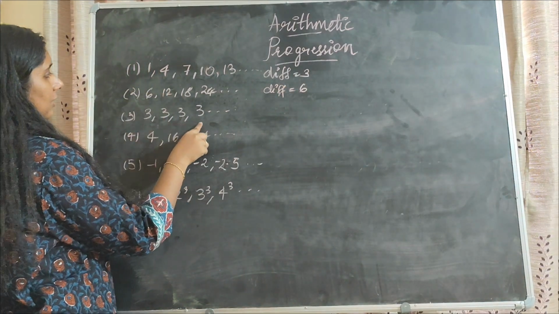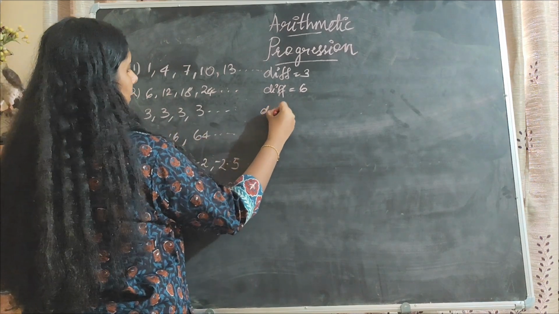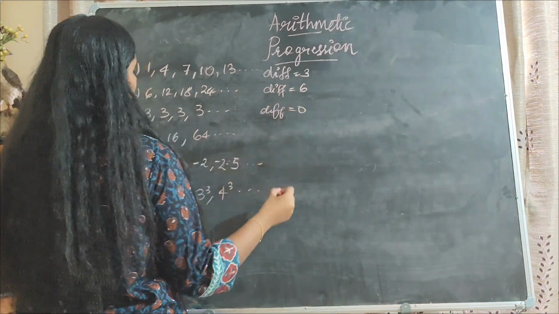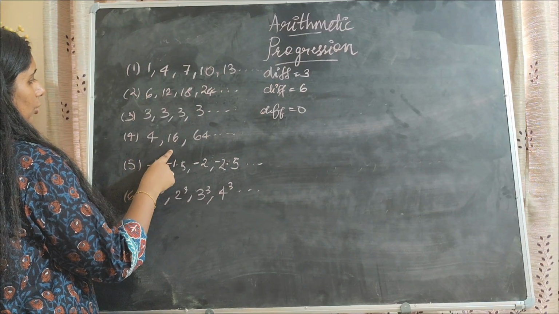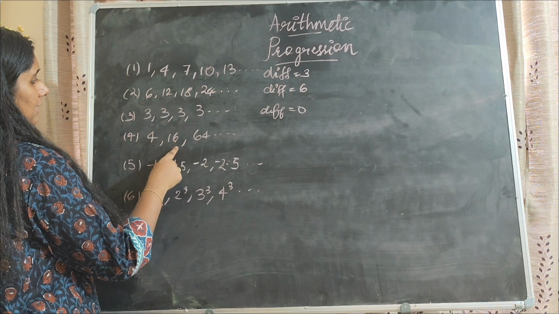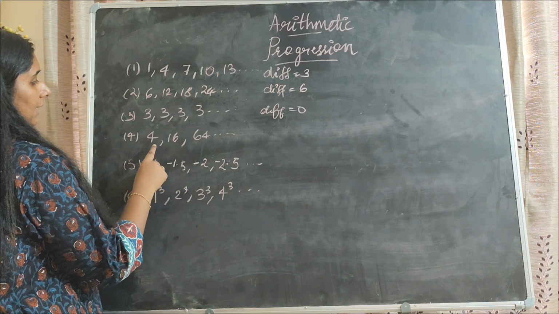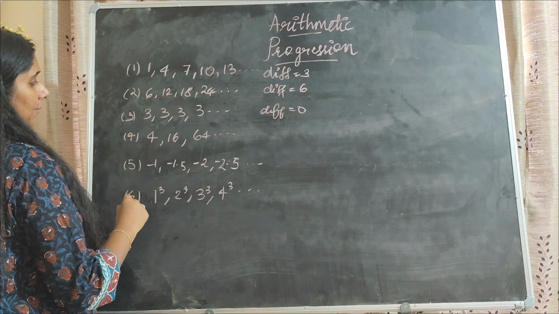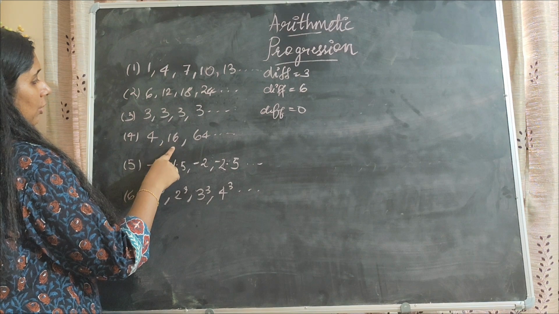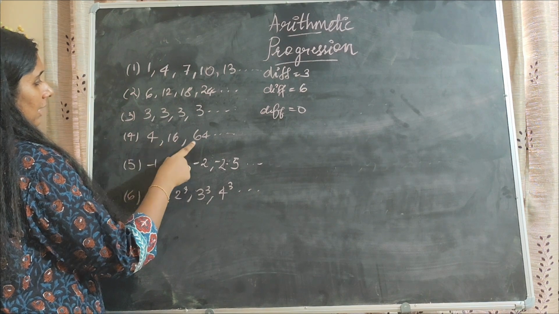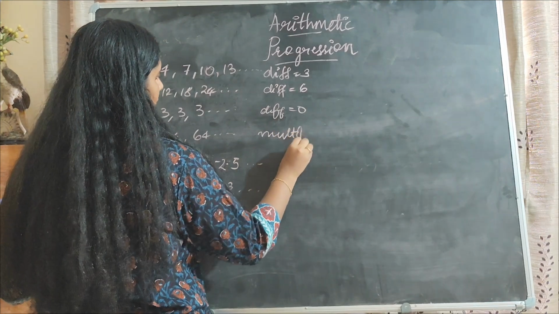This is 3, 3, 3, 3. So 3 minus 0, 3 minus 0, 3 minus 0. So the difference is 0, it is repeating. Next, in the fourth one, 16 minus 4 is 12. 64 minus 16 is also some bigger number. So it is not following a particular order, there is no common difference between them. It is 4 ones are 4, 4 fours are 16, and 16 fours are 64. So here the multiple is 4.